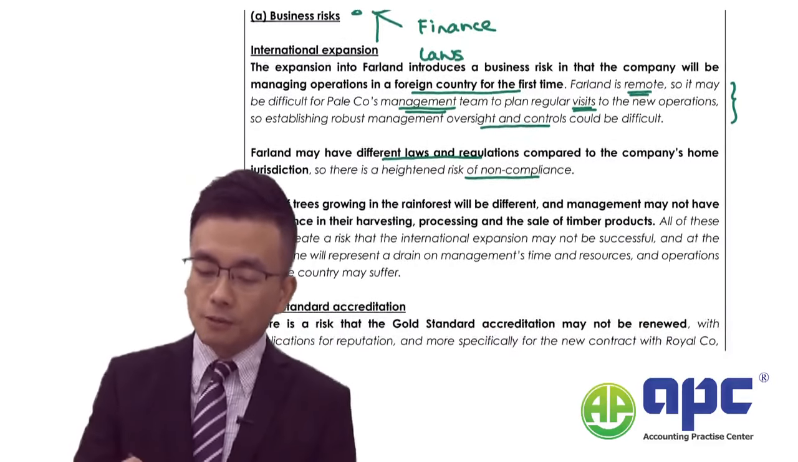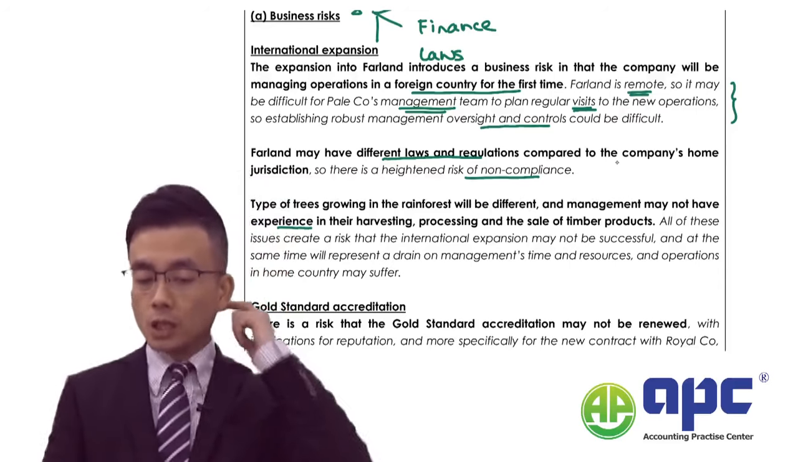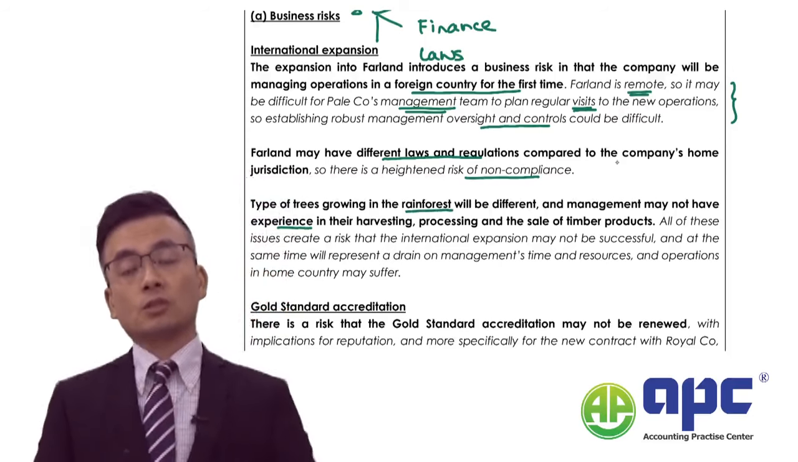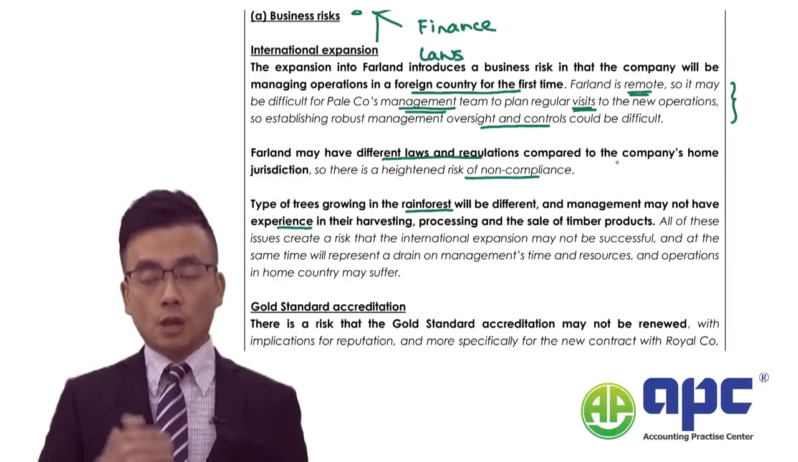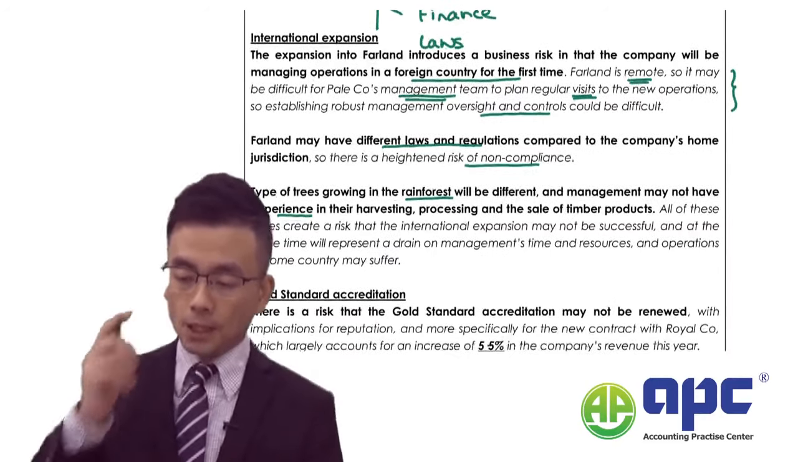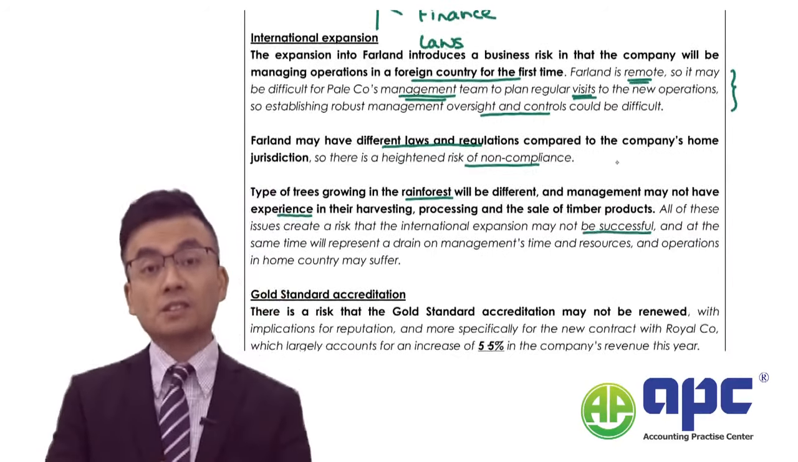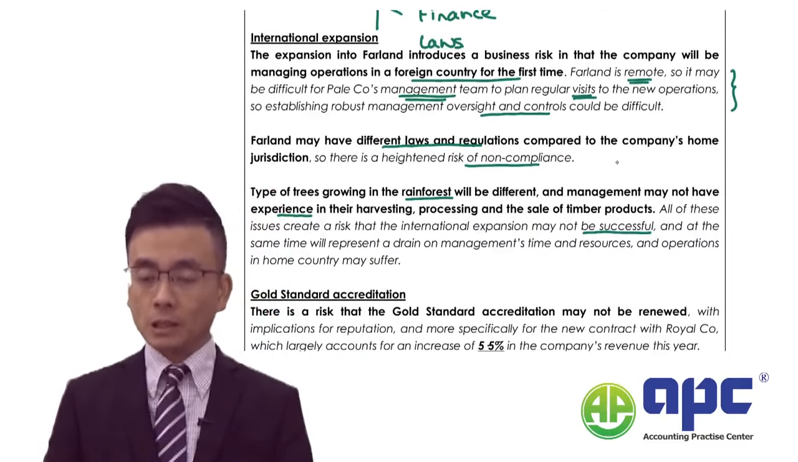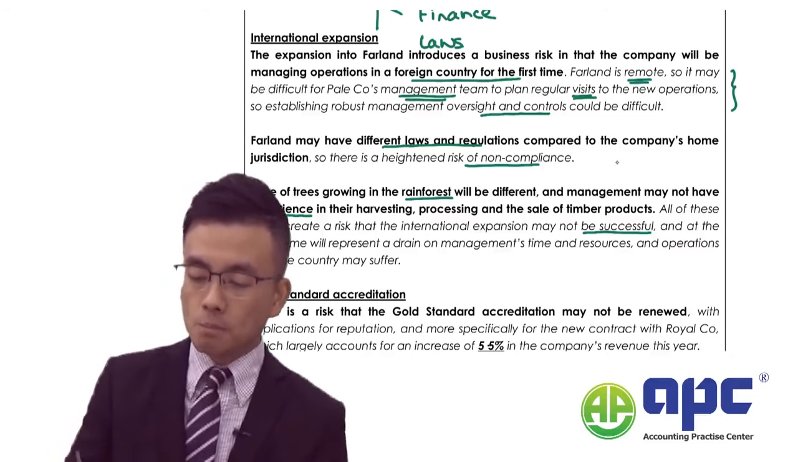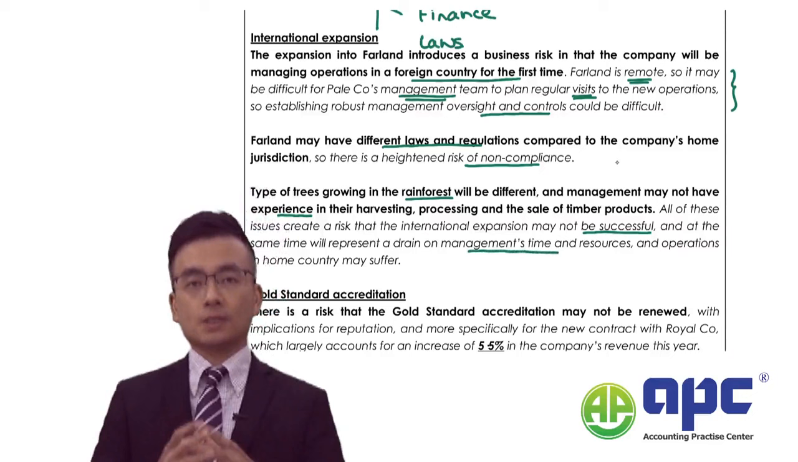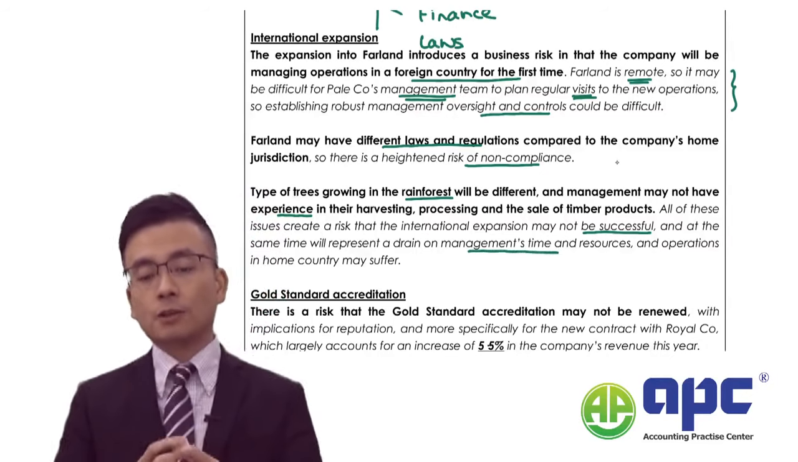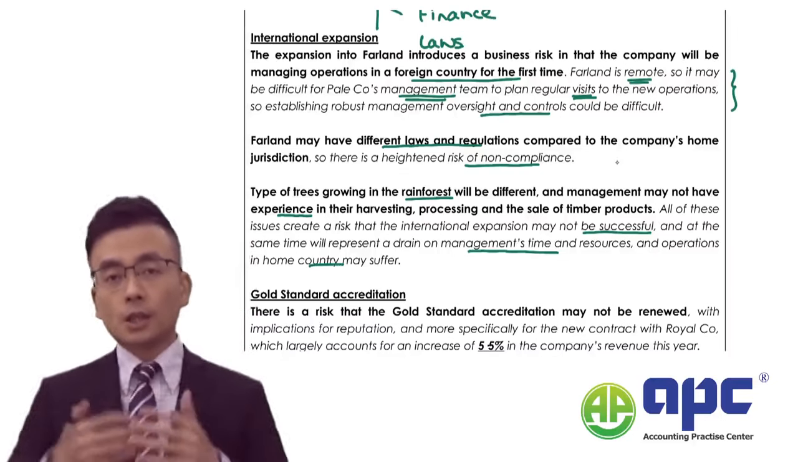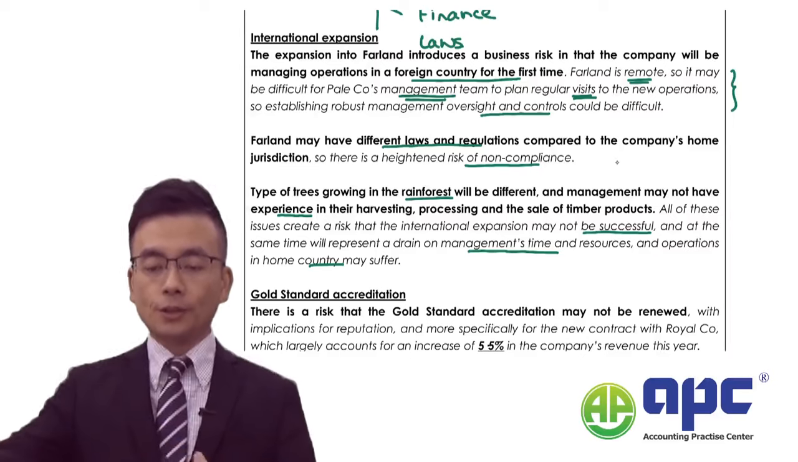And of course, not having experience with the types of trees growing in a rainforest, because for the international expansion you've acquired the rainforest, if you haven't got the experience there, there might be the risk of the project not being successful because the product is not as good as it should have been, and a drain on management time and resources, and that would be another business risk, and having less focus on the home country's activities. So this is how you score 2 marks per point.